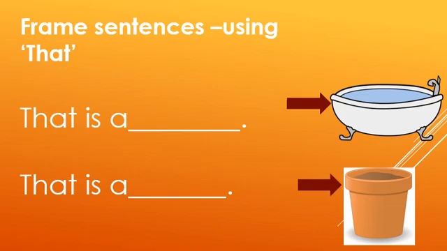That is a tub. Second picture. That is a pot, a flower pot. So this is how, and you see I have put full stops there. So that's how you will frame sentences in your notebook. So keep revising and keep practicing like this.